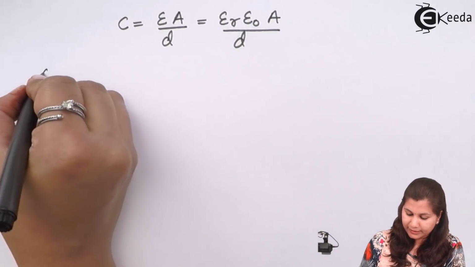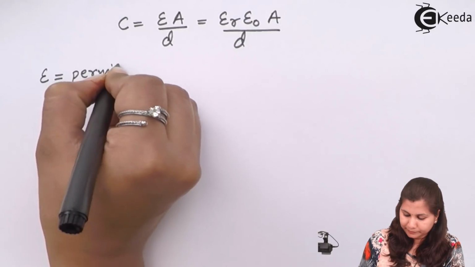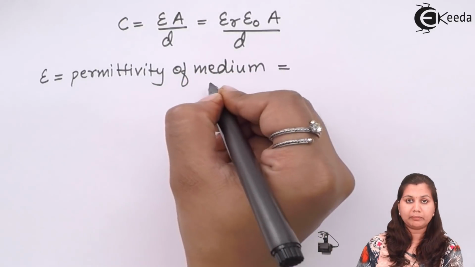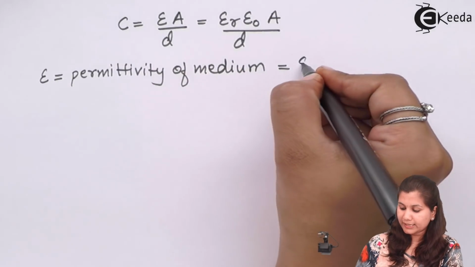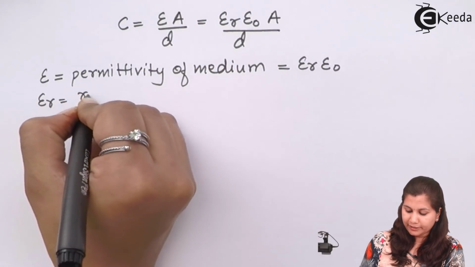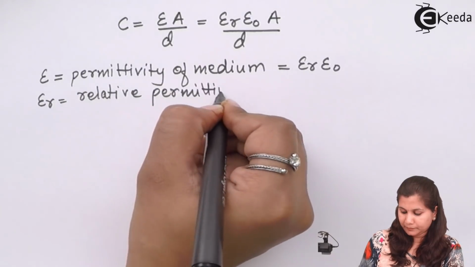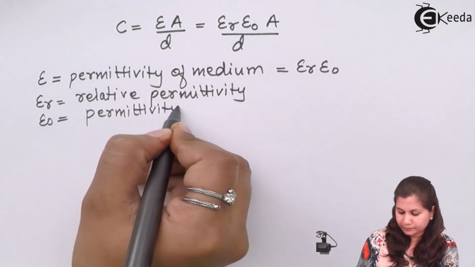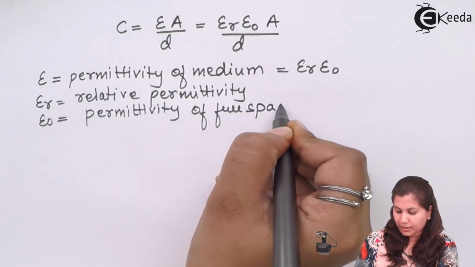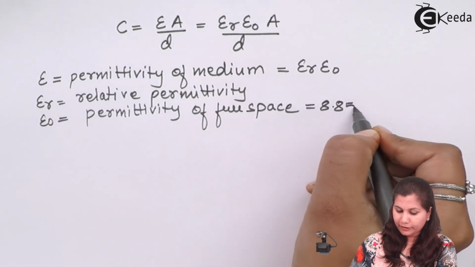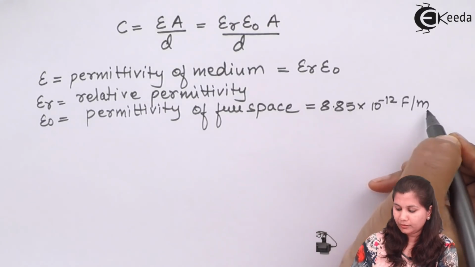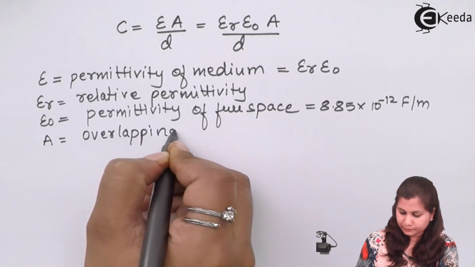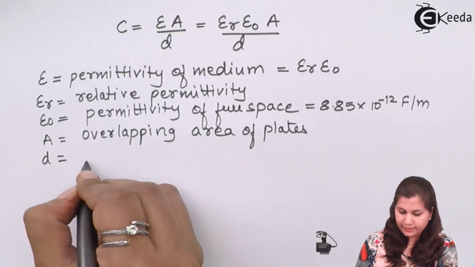So if we see all these parameters, epsilon is the permittivity of the medium. Medium means the dielectric medium which is used between the two plates. So it is equal to epsilon R epsilon naught. Epsilon R is the relative permittivity. Epsilon naught is the permittivity of free space. It has a constant value which is 8.85 into 10 raised to the power minus 12 farads per meter. Then A is the overlapping area of plates, and D is the distance.